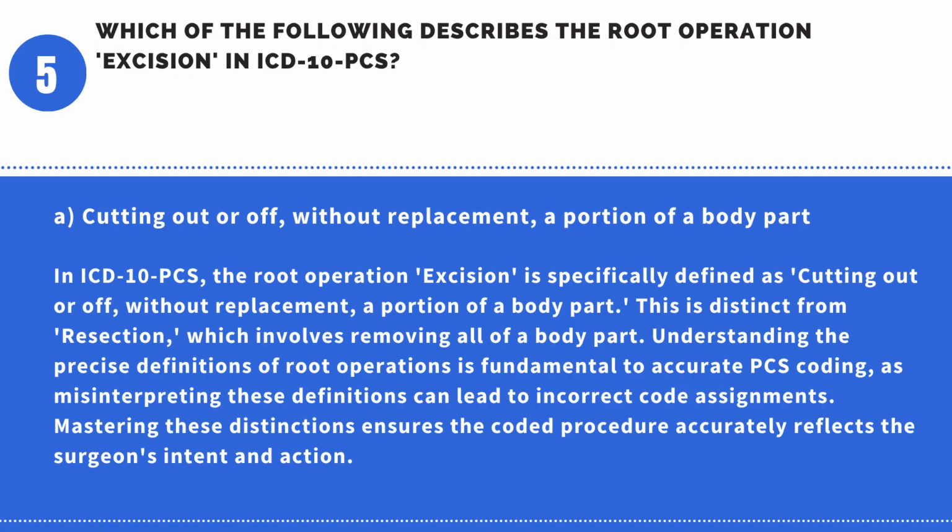Answer. A. Cutting out or off, without replacement, a portion of a body part. Explanation. In ICD-10-PCS, the root operation excision is specifically defined as cutting out or off, without replacement, a portion of a body part. This is distinct from resection, which involves removing all of a body part. Understanding the precise definitions of root operations is fundamental to accurate PCS coding, as misinterpreting these definitions can lead to incorrect code assignments. Mastering these distinctions ensures the coded procedure accurately reflects the surgeon's intent and action.